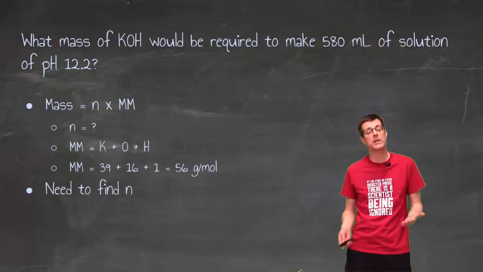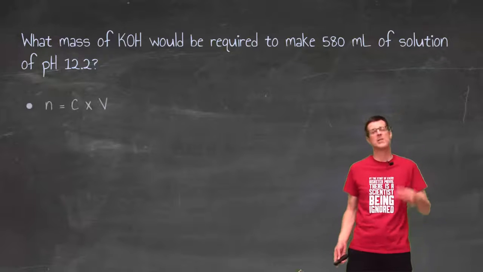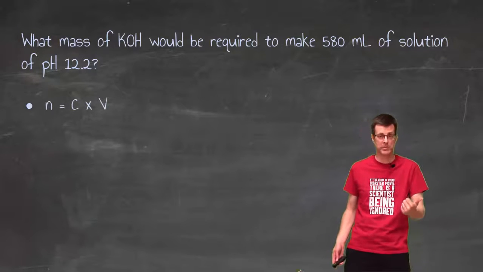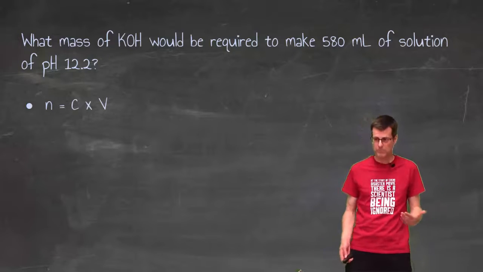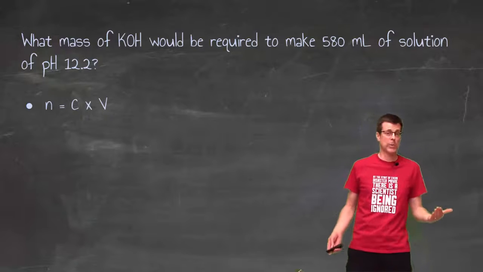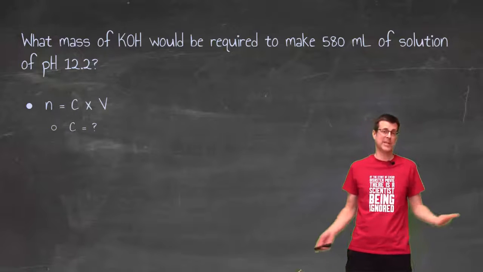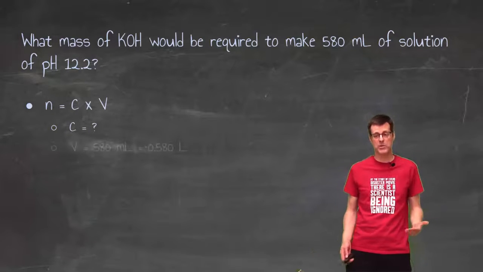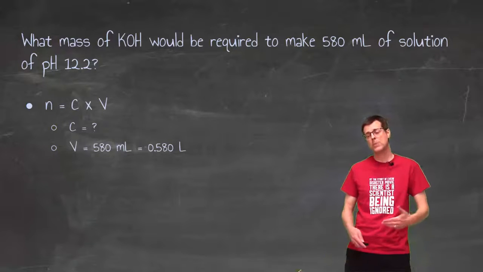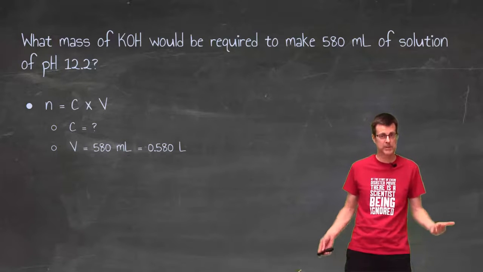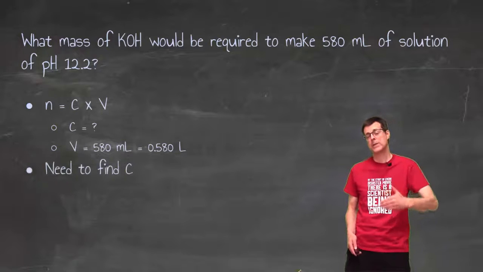Okay, how do I find number of moles? That becomes the next job. A couple of ways, but the one that's going to be useful to me is the concentration times the volume, because I'm working with a solution. So what do I have? What do I need? Well, I don't have concentration. I need that, and I don't have it from my question. I have volume. I've got 580 milliliters, which would mean 0.580 liters. All right, getting closer, but still not there. So I need to find the concentration.